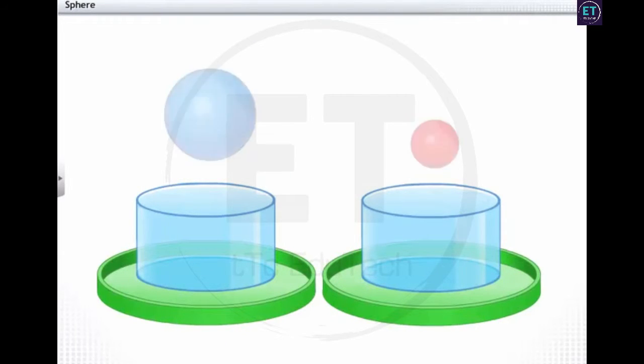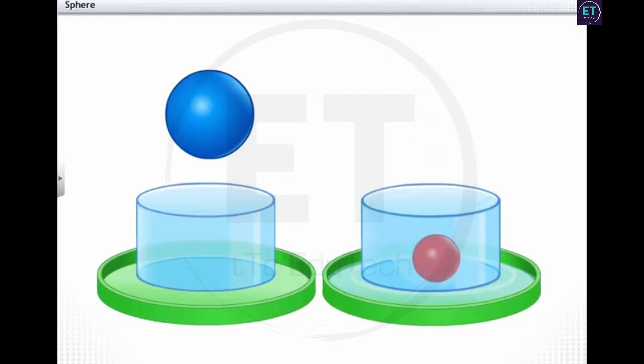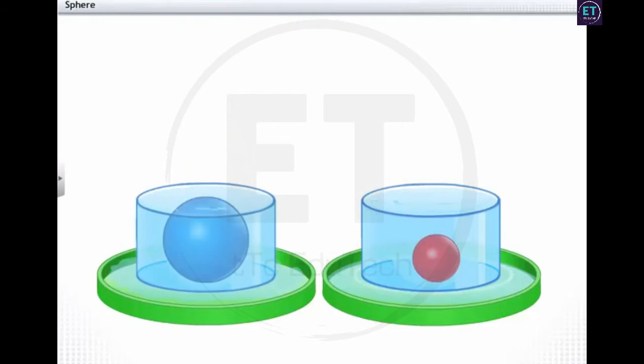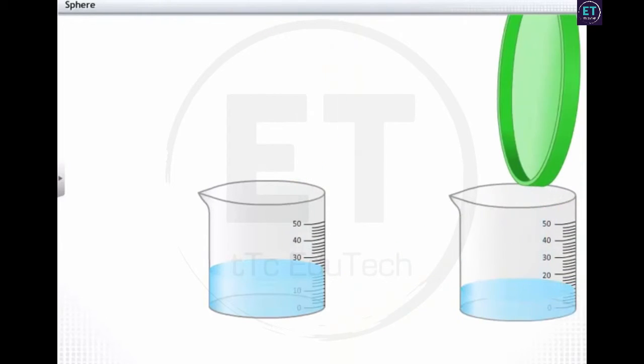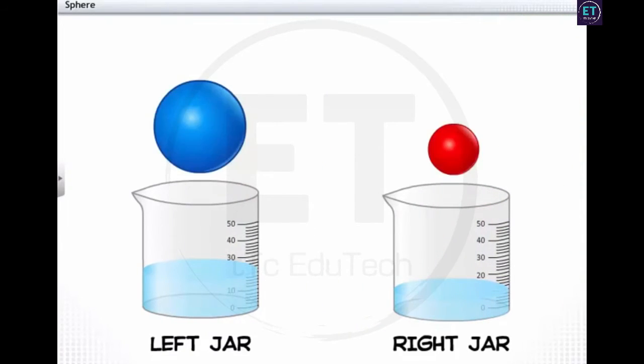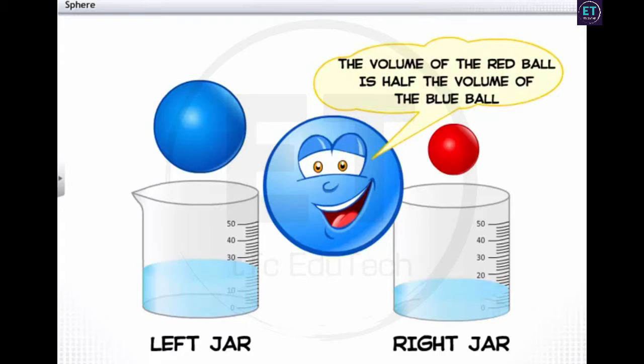Here are two containers of same size, filled with water to the brim. Immerse the red ball completely in the container. As you can see, the water overflows. Let's collect the water and keep it aside. Then, immerse the blue ball completely in the other container. Collect the water. On comparing the quantity of water in the two measuring jars, we find that the quantity of water that is in the right jar is exactly half of the quantity that is in the left jar. So, we can say that the volume of the red ball is half the volume of the blue ball.